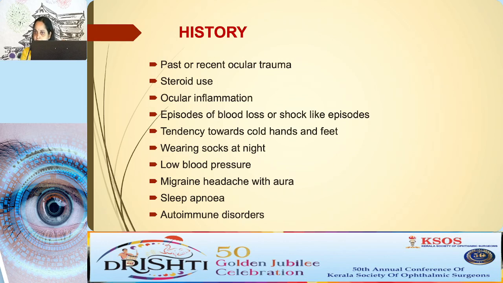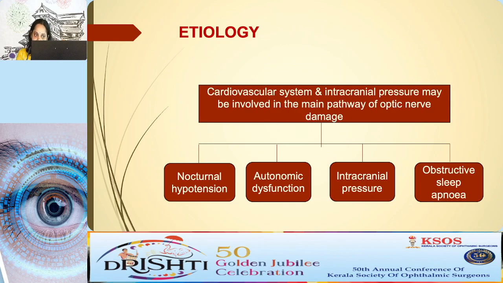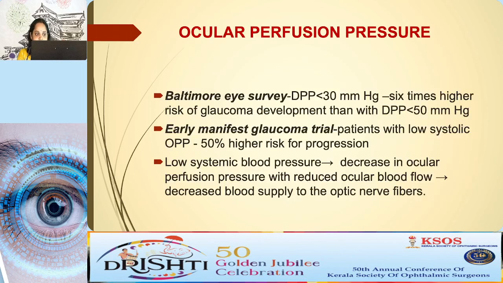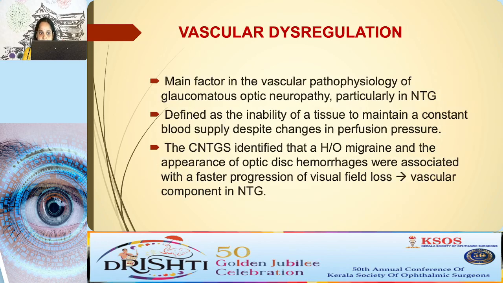So if the IOP is stable and still the disease progresses, then you have to take a 24-hour IOP measurement and see. If it is still under control, then you have to take a detailed history. NTG is a multifactorial disease. The cardiovascular system plays an important role, and nocturnal hypotension, autonomic dysfunction, intracranial pressure, and obstructive sleep apnea have a role. If the ocular perfusion pressure is decreased, there is decreased blood supply to the optic nerve fiber, and it can lead to NTG.